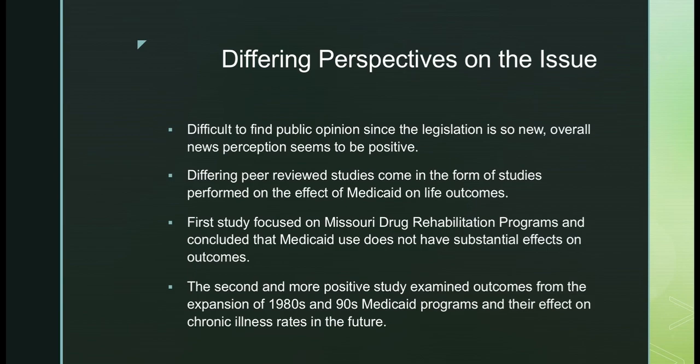And on the contrary, there was a much more positive study with respect to Medicaid. The 80s and 90s were a big expansionary period for Medicaid, and it looked at the overall chronic illness rate of those who were without healthcare coverage from the 80s and 90s and those that were covered by Medicaid, and it concluded that those that were covered had a much lower chronic illness rate moving forward in their long-term lives. So it really did sing the benefits of Medicaid, and it really aims to expand these programs and supports that kind of legislation.